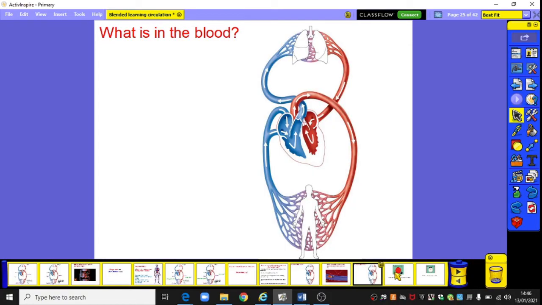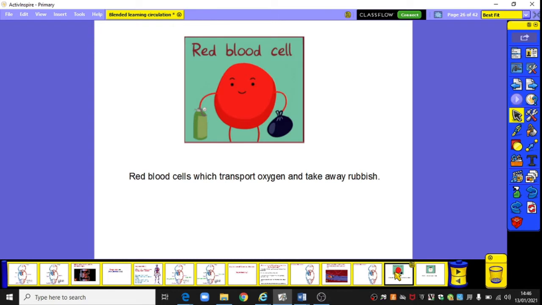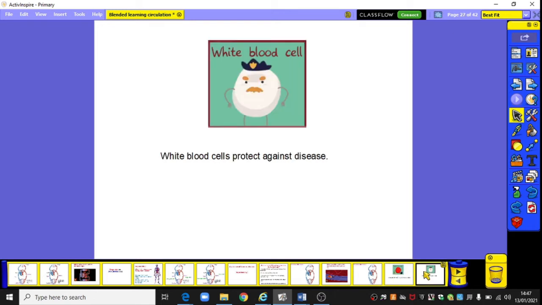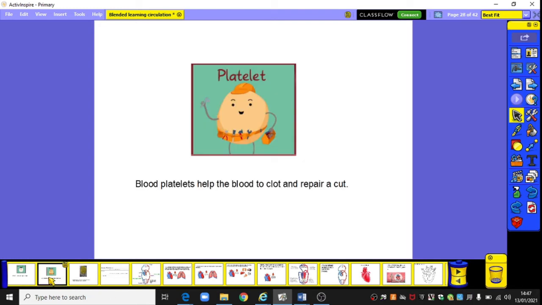Okay, so towards the end of the clip you heard that there were some different blood cells that have different functions within our body. We have red blood cells which transport the oxygen and take away the rubbish that we don't need, the carbon dioxide. White blood cells protect against diseases. Blood platelets help our blood to clot and can repair a cut. So that's when you get those scabs when you've cut your skin. Those are blood platelets working to repair the cut that's happened.